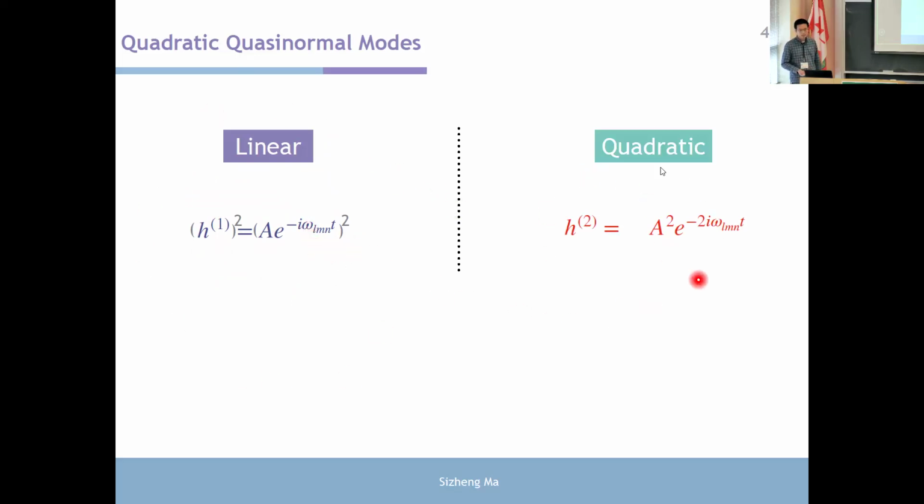So we can imagine that the spacetime will undergo a driven oscillation at 2 omega. And the amplitude is proportional to A squared. The coefficient in front of it, which we refer to as the excitation factor, captures the intrinsic nonlinear features of a pure black hole. Why do we care about quadratic quasi-normal modes?